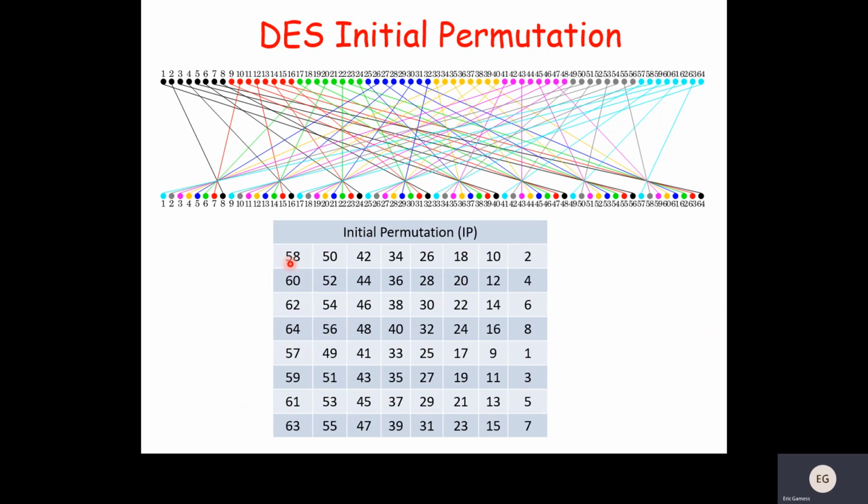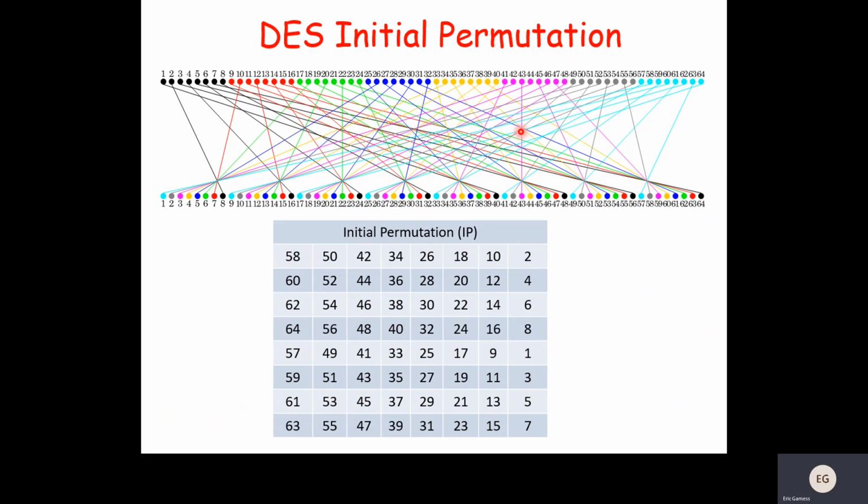As you can see, bit 58 of the input, which is this blue, if I follow this arrow, will be the first bit of the output. Bit 15 of the input, which is this bit, will be the second bit of the output. And if I look at the last bit of the output, which is this bit, it will be bit 7 of the input. So if I take bit 7 of the input and I follow this line, it takes me to bit 64. This is the way that we are going to apply the initial permutation.